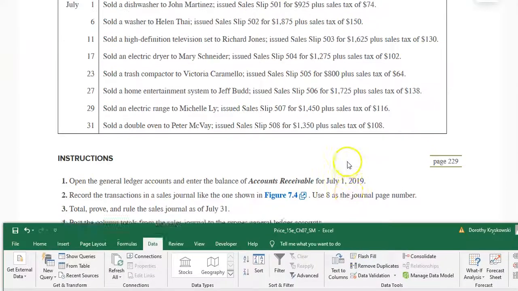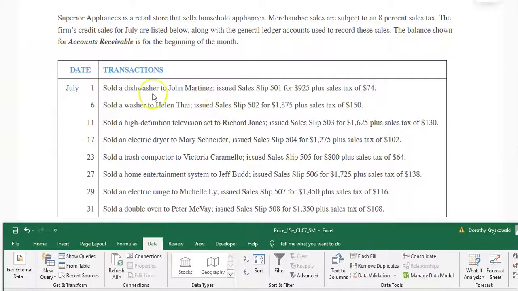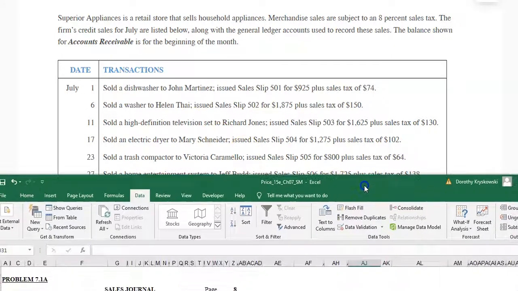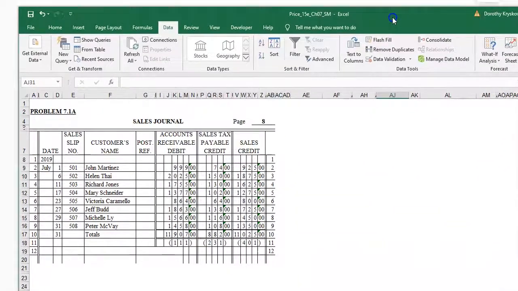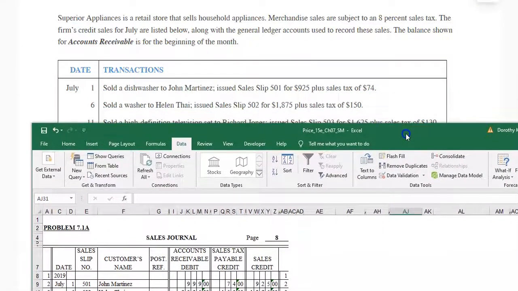In this case, let's read it out loud. Sold a dishwasher to John Martinez, issued sales slip 501 for $925 plus a sales tax of $74. All right, so we're not going to deal with anything right now except just posting. So what we're going to do actually is this. You'll put in the date, John Martinez. You don't know the total of accounts receivable yet. You do know the sales tax and you do know your sales credit. Once you add those two together, you have the debit.